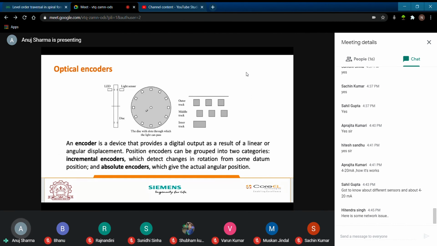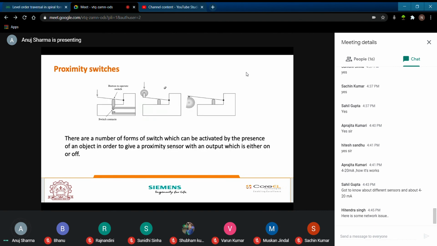Then you have optical encoders. We will go into details of encoders in servo motors also. So you have this particular LED and light sensor with a particular disk. You can see that these tracks can be sensed by a particular sensor, and we can get some datum position, and we can have incremental encoders and also absolute encoders. Then this is a proximity switch, this is a manual switch, this is a rotary switch, and this is a tappet. Again, the same kind of function.